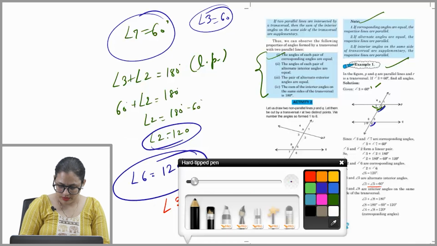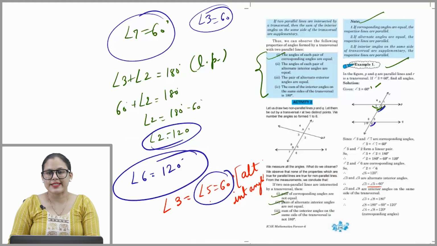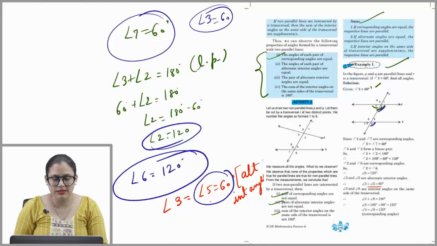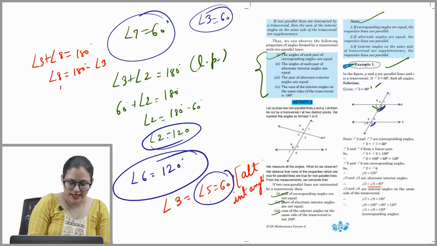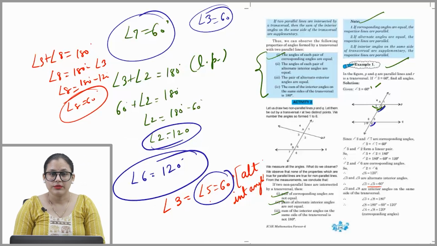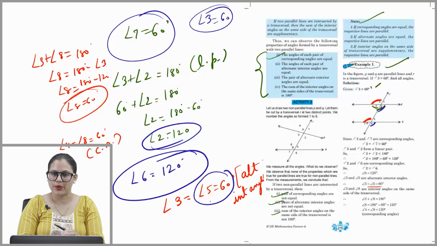Now, we know that angle 5 is equal to 60 degrees. Next, angle 3 and angle 8 are interior angles on the same side of the transversal. So, angle 3 plus angle 8 is equal to 180 degrees, and angle 8 is equal to 180 degrees minus angle 3, and angle 3 we know that is 120 degrees. So, angle 8 is equal to 60 degrees. Now, angle 8 and angle 4, these are corresponding angles. So, angle 4 is equal to angle 8 is equal to 60 degrees. Reason, corresponding angles. Right.